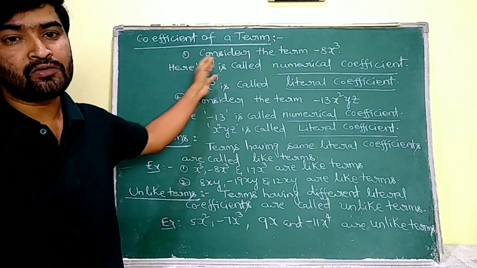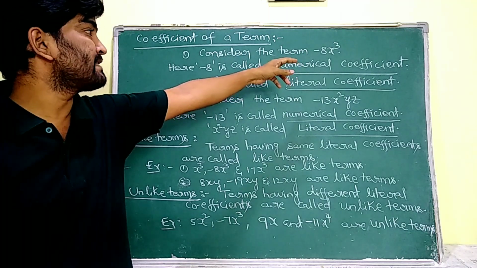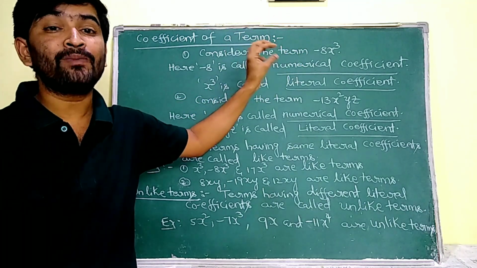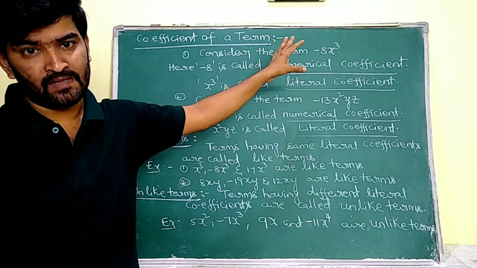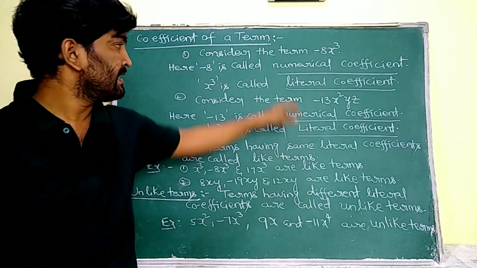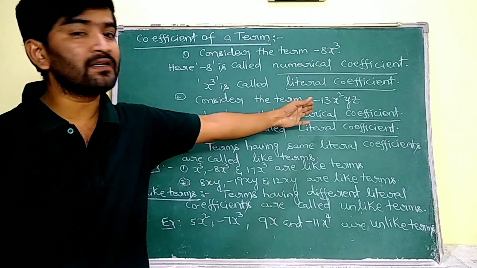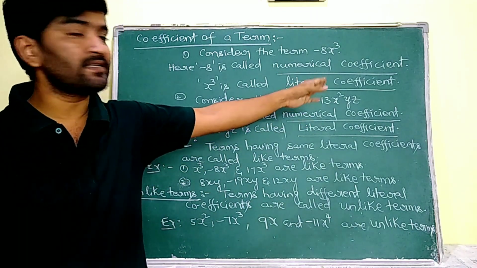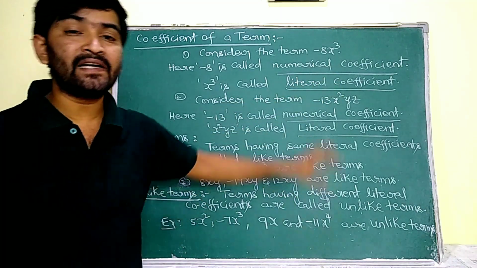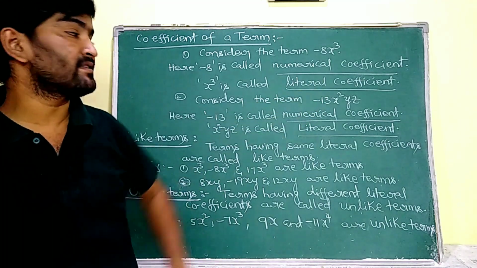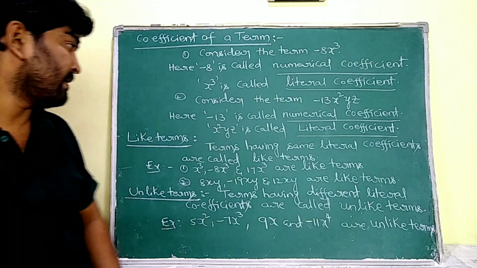Now we are going to discuss the coefficient of a term. Firstly, we have to consider one term, that is minus 8x cube. Here this minus 8 is known as the numerical coefficient of the term, and that x cube is known as the literal coefficient of the term. Similarly, if we consider another term, minus 13x square yz, here minus 13 is known as the numerical coefficient and x square yz is known as the literal coefficient.